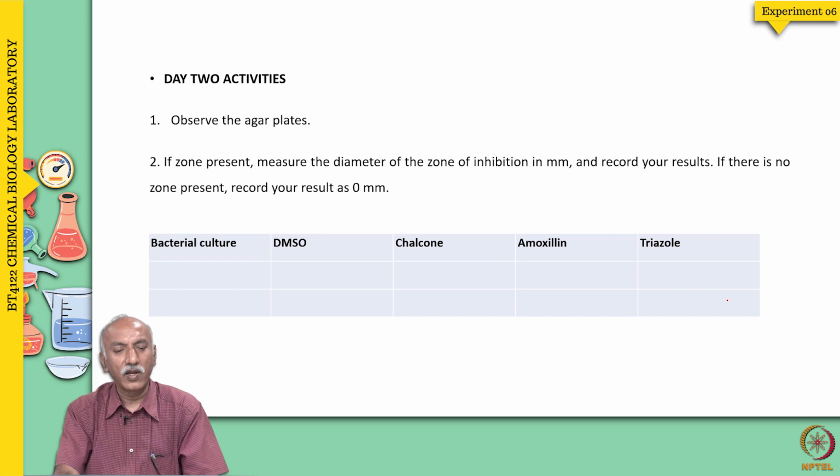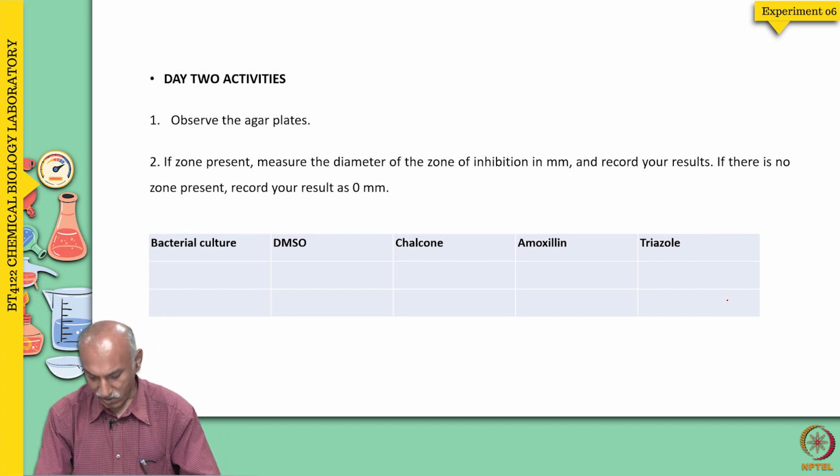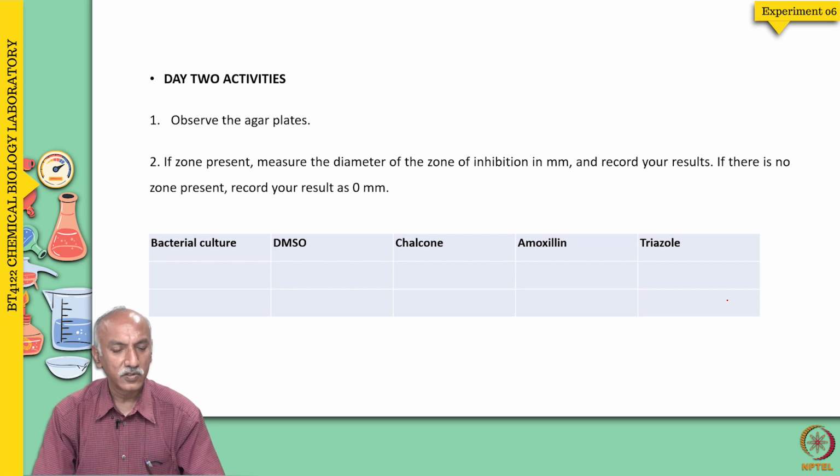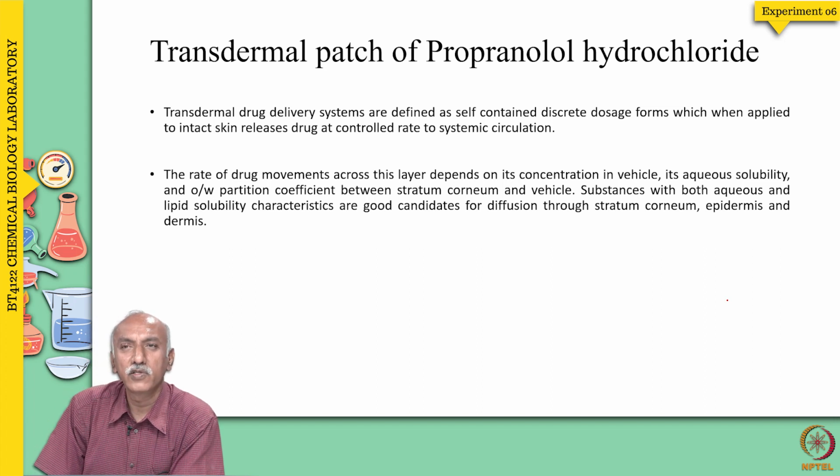Next and final experiment we have now is basically the transdermal patch making and checking of its activity. So, transdermal patch. There are various ways to deliver the drug. In this case of propranolol hydrochloride, it is a transdermal patch.